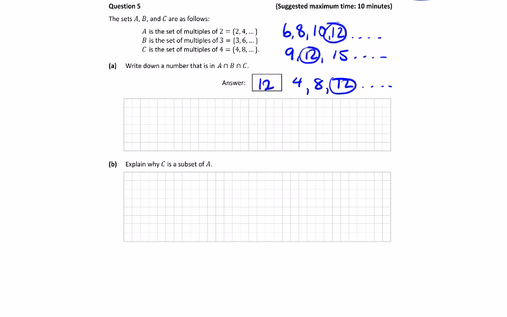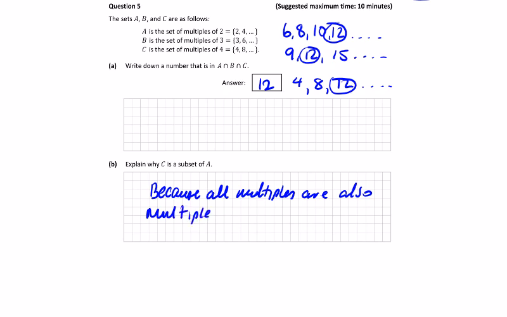And why is C a subset of A? Because all multiples of 4 are also multiples of 2. So sometimes questions can be quite easy. Don't give up on any of them, read them carefully. Nice easy sets question.